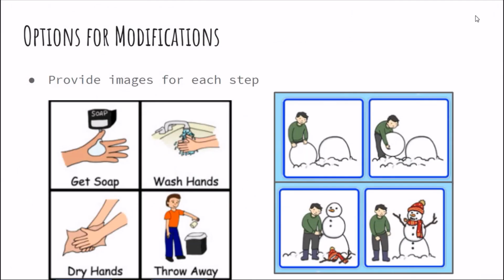Now I will talk about some options for modifications. So instead of having students search for images, you can also provide images for each step. So here are some images that you can use. I would just take out one of the steps to simplify the sequence. That way students are still using the 1, 2, 3 how-to map.